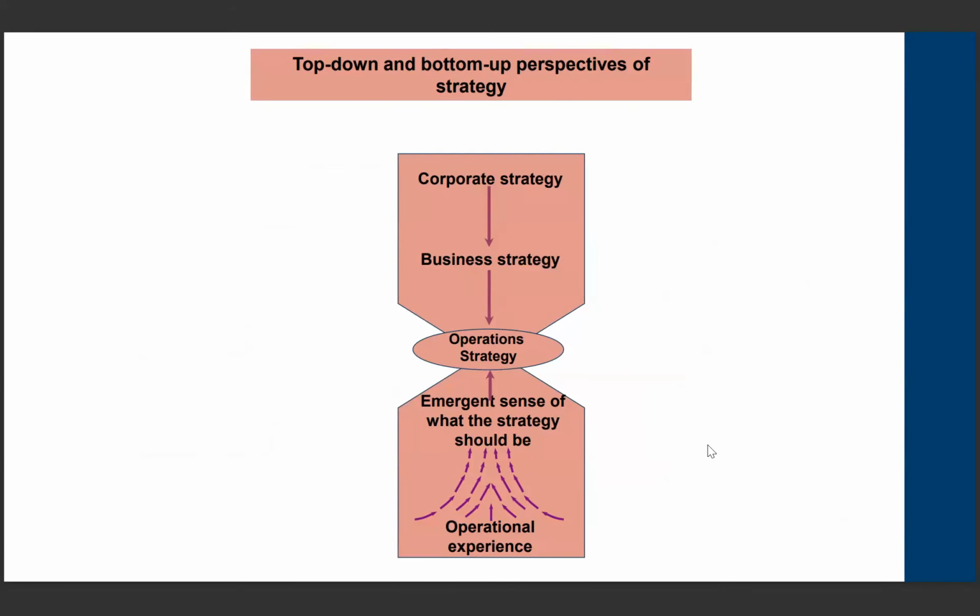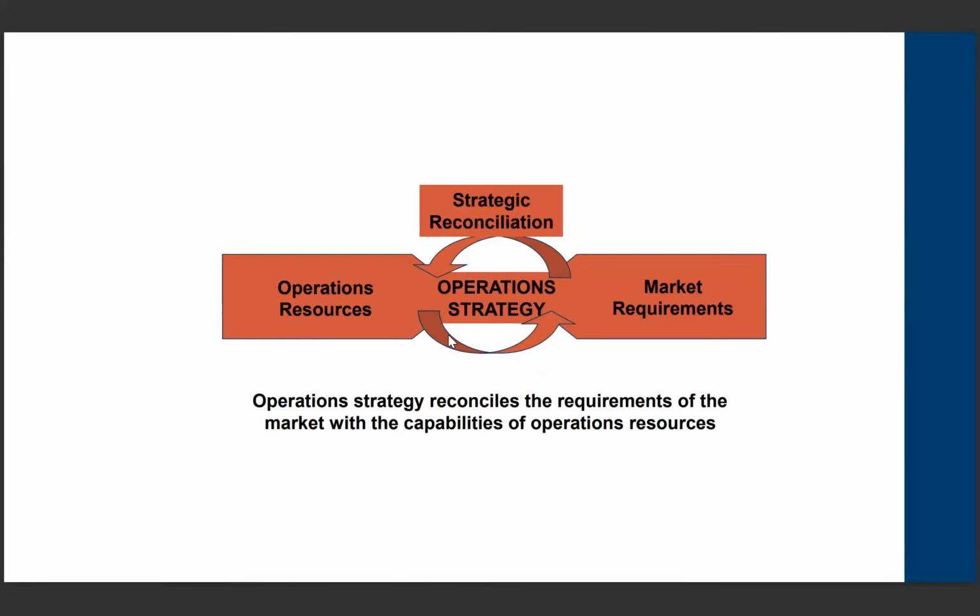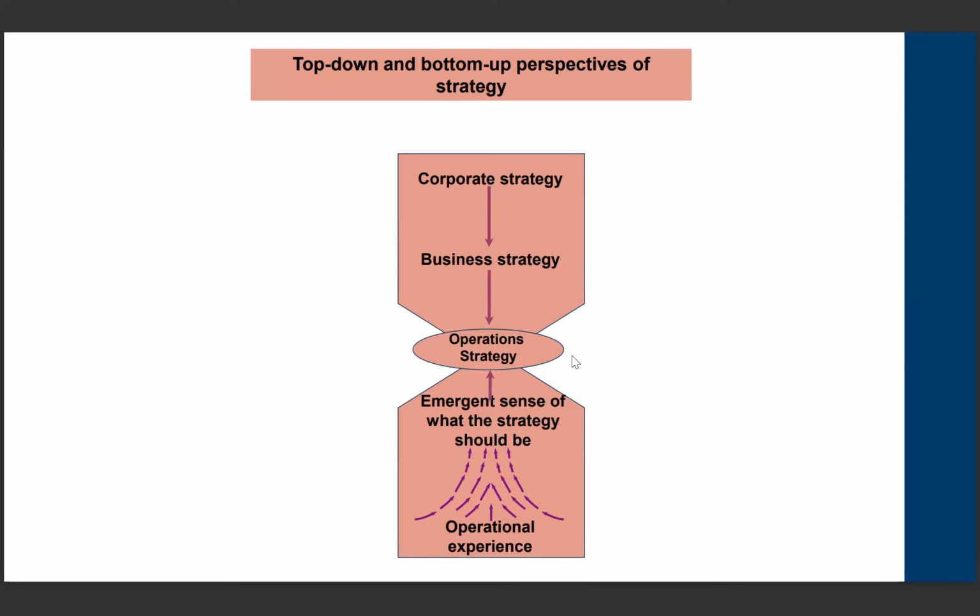And here, this is a top-down and bottom-up perspective of strategy. There are three stages here: corporate strategy, business strategy, and finally operation strategy. After discussing this diagram, we'll get back to the definition of operation strategy and you'll understand what operation strategy is. Here, corporate strategy is the overall business strategy.